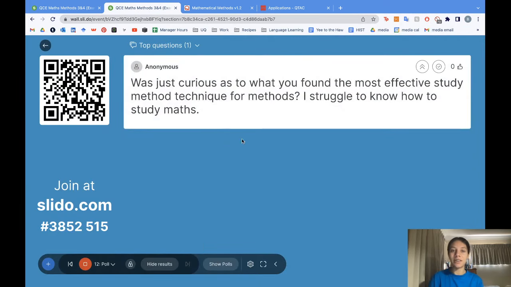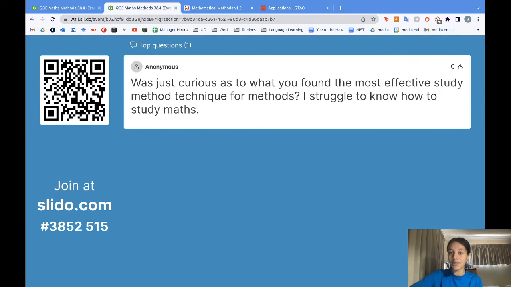So we got a question here. Was just curious as to what you found the most effective study method or technique for methods. I struggle to know how to study maths. What I found the most useful for methods was to have two separate notebooks, one for the content and one for just working through questions. I'd go through all the textbook chapters I needed to do and make sure I got the main formulas out and the main pieces of understanding, because you've got to have a good understanding of the content before you can go in and have a go at the questions.